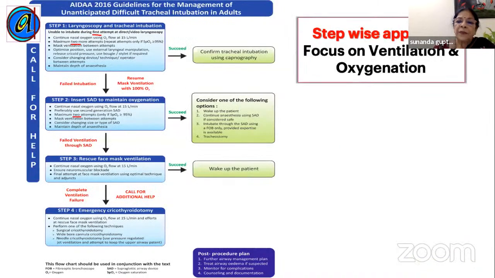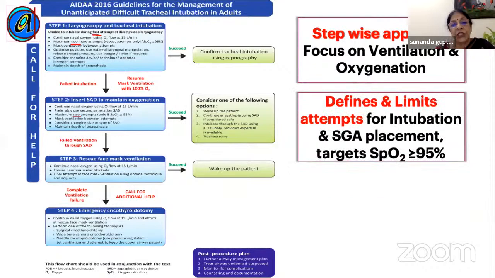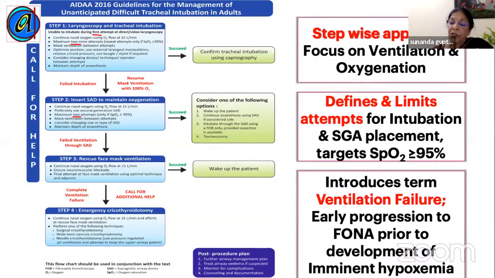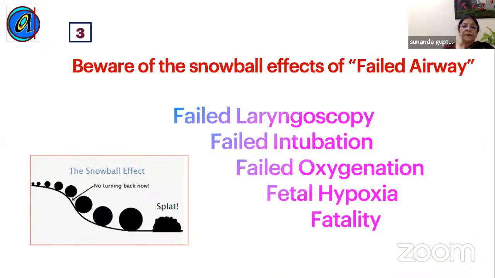The Indian guidelines specifically say that there should be a stepwise approach and you should focus on ventilation as well as oxygenation. However, oxygenation is more important, they say. And you need to define and limit the attempts for intubation and SGA placement. Every time, just make sure that your SpO2 is 95% or more. And if you cannot ensure that, then they have introduced the term ventilation failure. And early on, you should go in for front of neck access before imminent hypoxemia occurs.